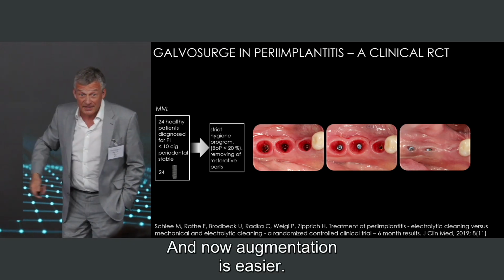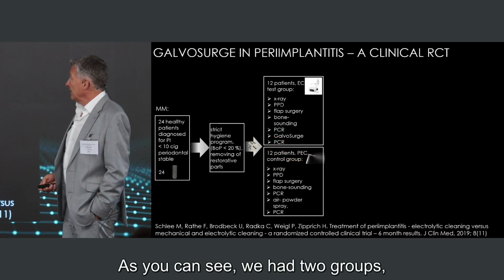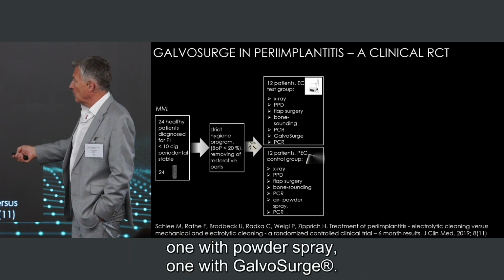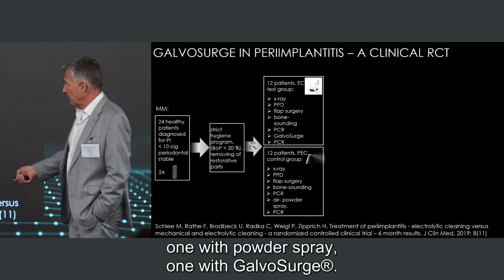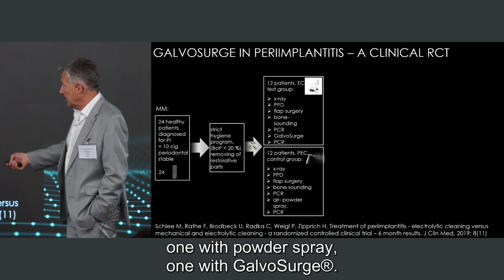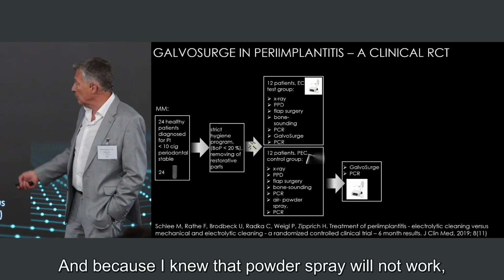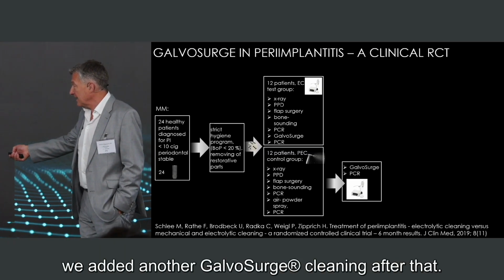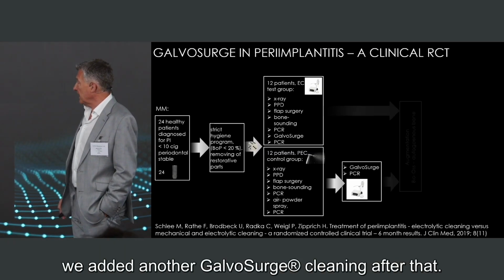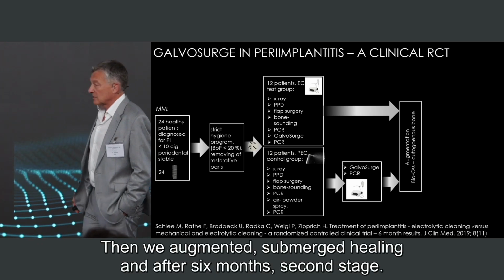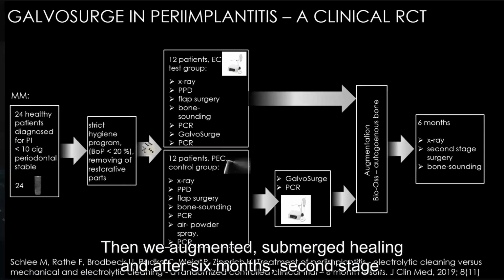Now augmentation is easier, as you can see. We had 2 groups, one with powder spray, one with Galvosurge. And because I knew that powder spray will not work, we added another Galvosurge cleaning after that. Then we augmented submerged healing, and after 6 months, second stage.